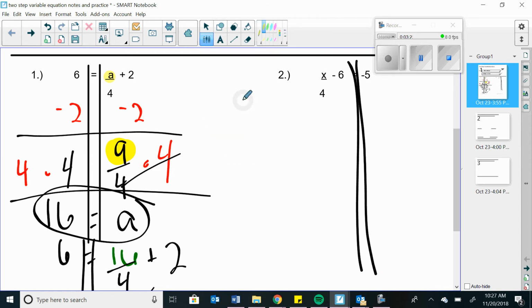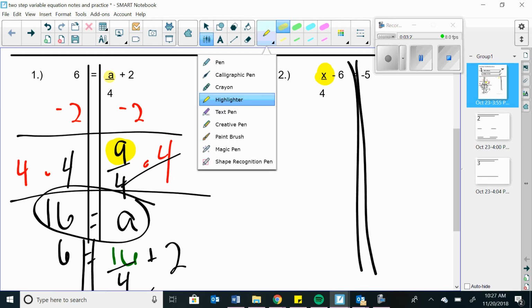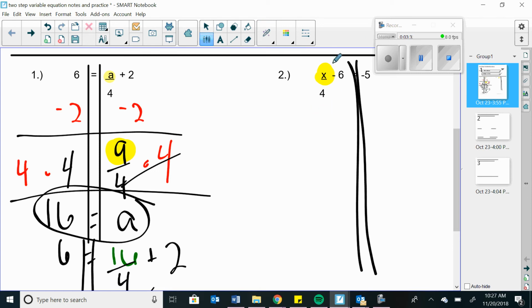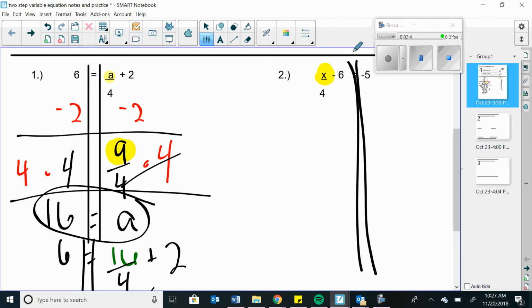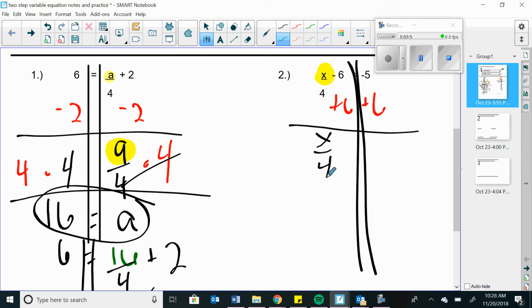Okay, set yourself up with a highlighter. The letter is X, so we are focusing on this side. Now it says X divided by 4 minus 6. So we know that we need a plus or minus, and so that would be minus 6, so we have to plus 6. So let's get red, plus 6, plus 6. Bring down X divided by 4. This makes nothing. And negative 5 plus 6 is 1.